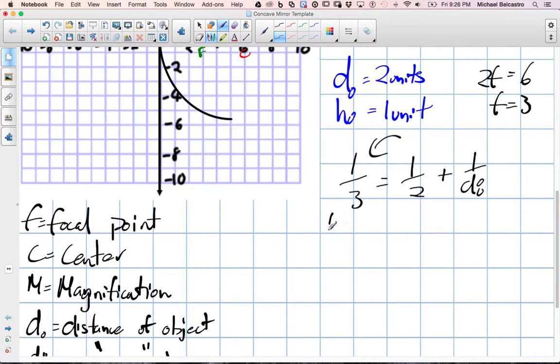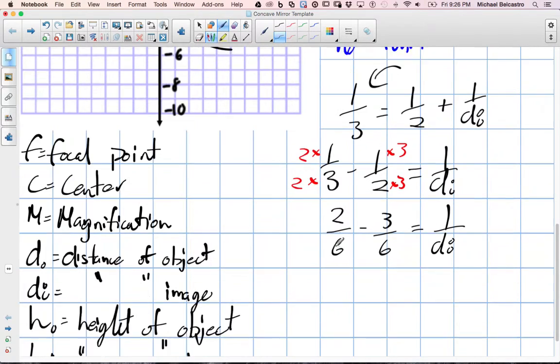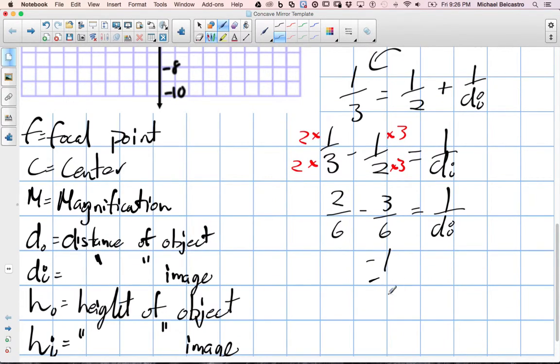We bring over a half, so we get 1/3, subtract 1/2, and we're going to need a common denominator in order to subtract these. So the quickest way to do this is to multiply one fraction by the opposite fraction's denominator. So we multiply both of these by 2, because that's the opposite denominator. And then in this fraction we multiply both top and bottom by 3, because that's the opposite denominator. So we get 2 over 6, subtract 3 over 6 is equal to 1 over the distance of the image. Now, that will give us negative 1/6, which is equal to 1 over the distance of the image.